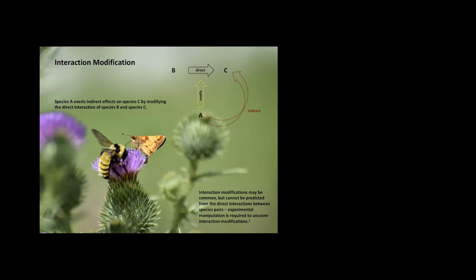Interaction modifications, on the other hand, are not predictable based on the direct interactions of species pairs. And this is because rather than directly interacting with another species, one may exert its effects by affecting the relationship between two others. So for example, if species A, rather than physically directly interacting with B, somehow changes B's behavior, and that behavioral change affects the relationship between B and C, then A can be having an indirect effect on C. It's thought that interaction modifications are quite common in natural systems. However, experimental manipulation is required to uncover their presence.